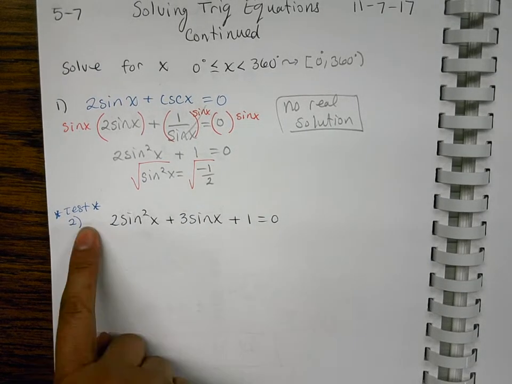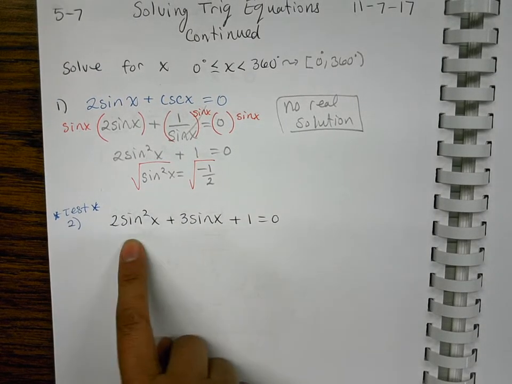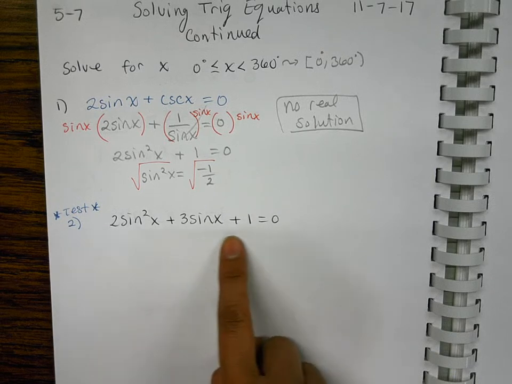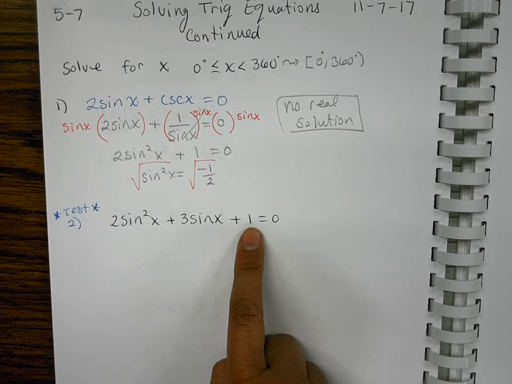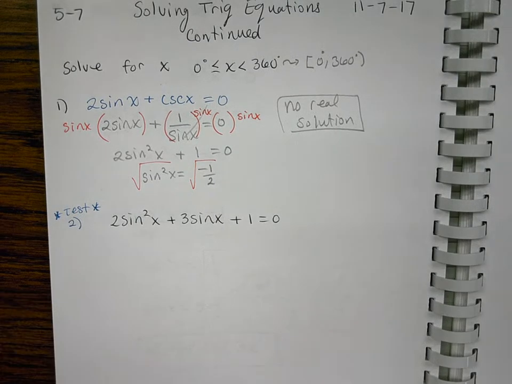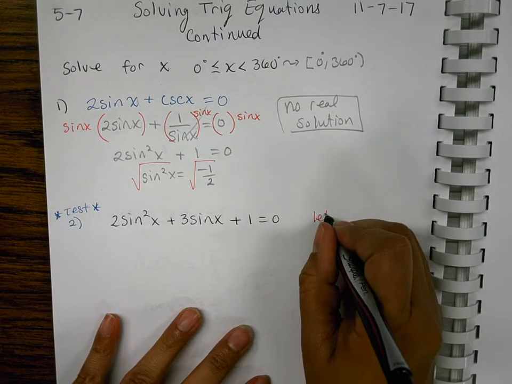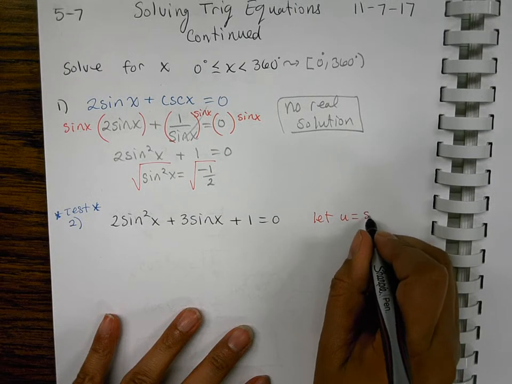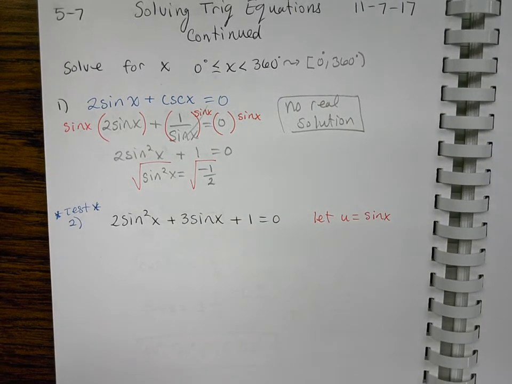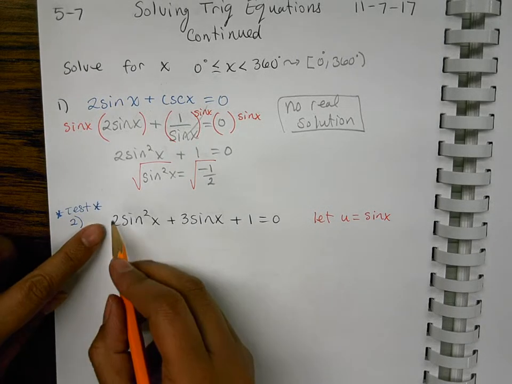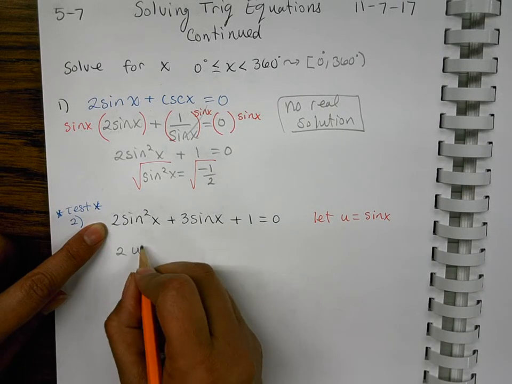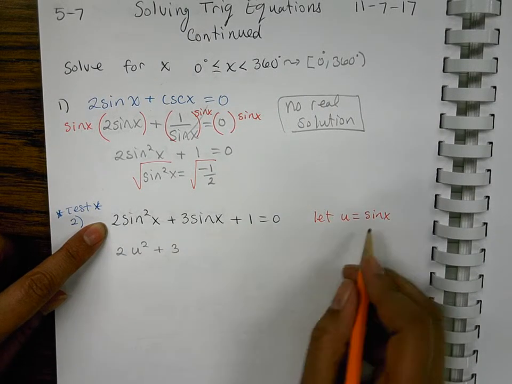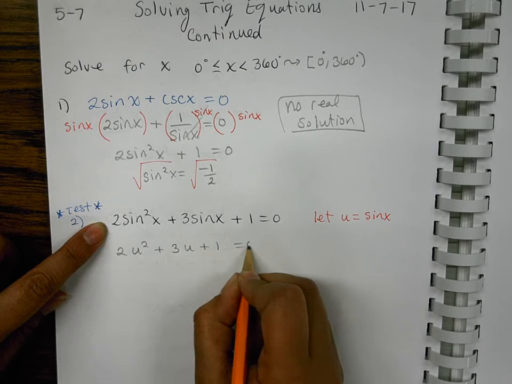Okay, so if you don't use U substitution, I hope you can recognize that this is a trinomial guess and check. 2u squared plus 3u plus 1 equals 0. All right, so here goes the substitution. Let u equal sine of x, not sine squared, just sine of x. And if I do that, 2 stays 2, sine squared x would be u squared, plus 3 sine x is u, plus 1 equals 0.